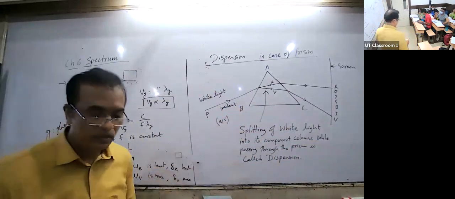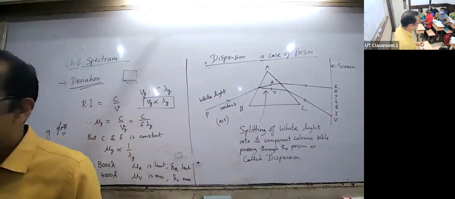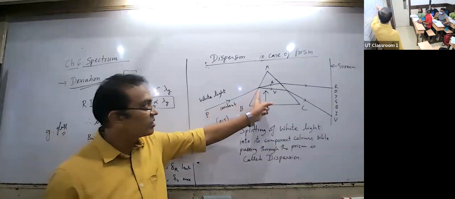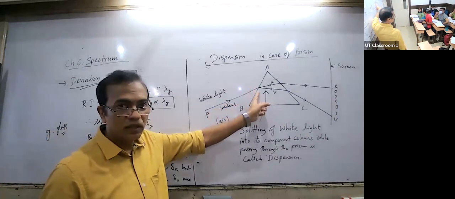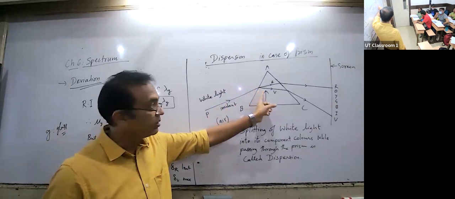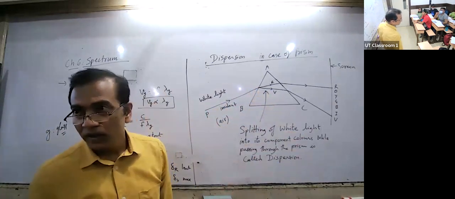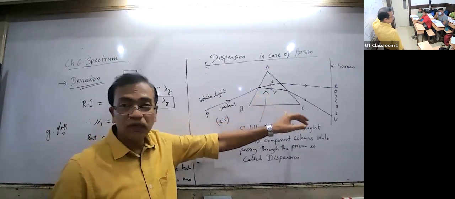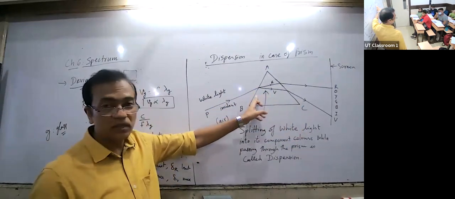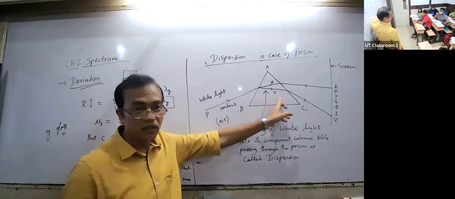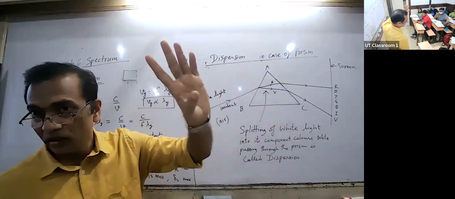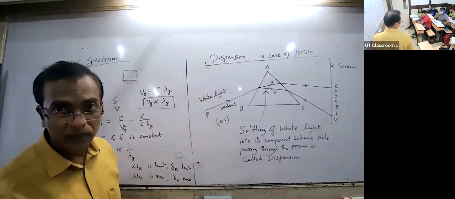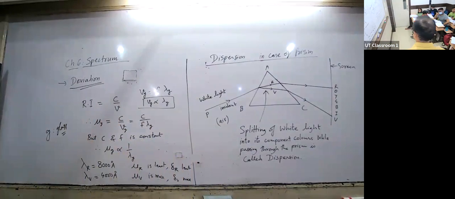Where does it take place? Which face? AB. So dispersion takes place on face AB. What about face AC? So only refraction or deviation. Here on AB it is deviation plus dispersion. Out here on AC it is only deviation or refraction. Deviation and refraction are the same thing. Is it clear?